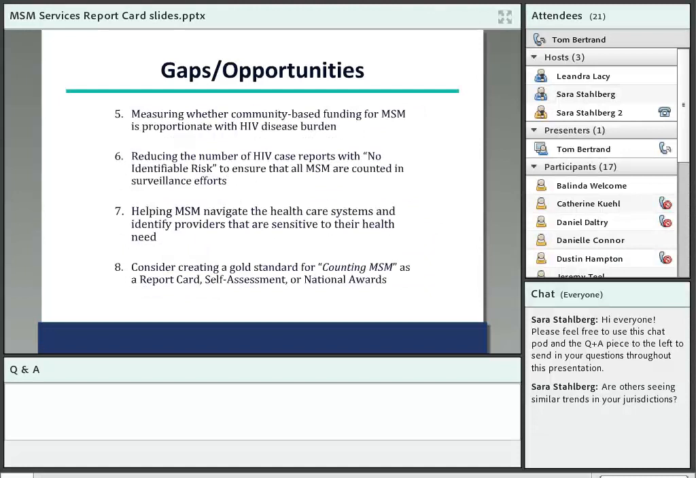A few more here. Measuring whether community-based funding for MSM is proportionate with HIV disease burden. Finally, which I'd mentioned before, from a surveillance perspective, working harder to reduce the number of HIV case reports with no identifiable risk to ensure that all MSM are counted in surveillance efforts, which means actively reaching out to reporting providers and trying to determine the mode of exposure for their cases.